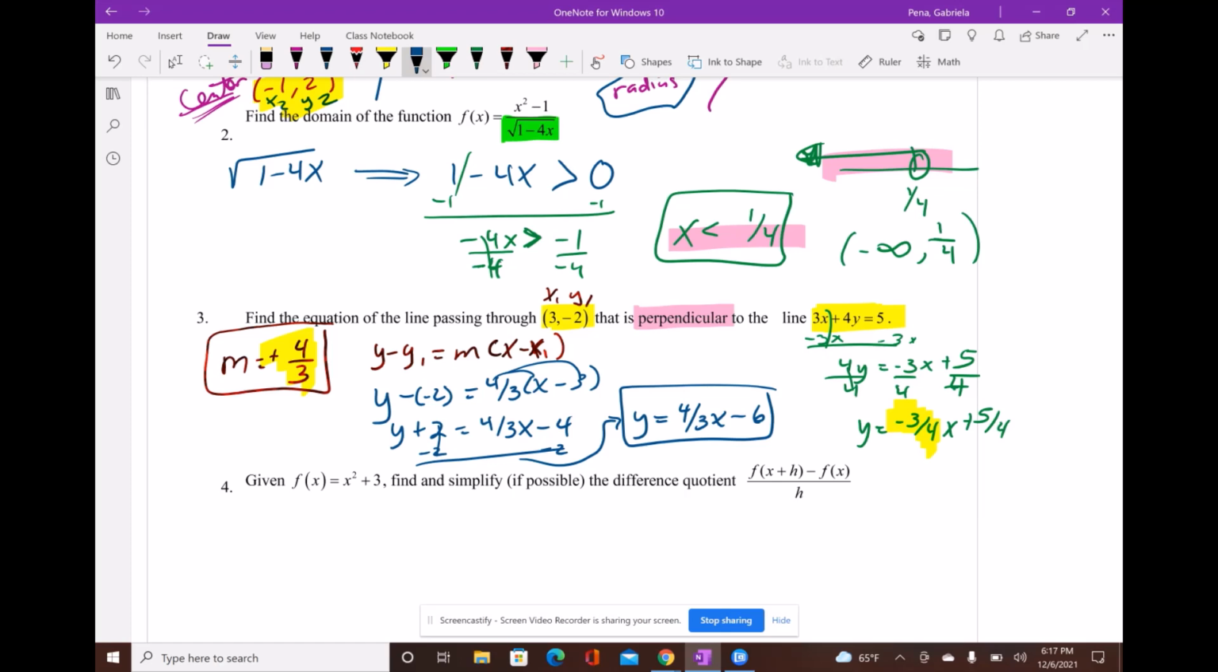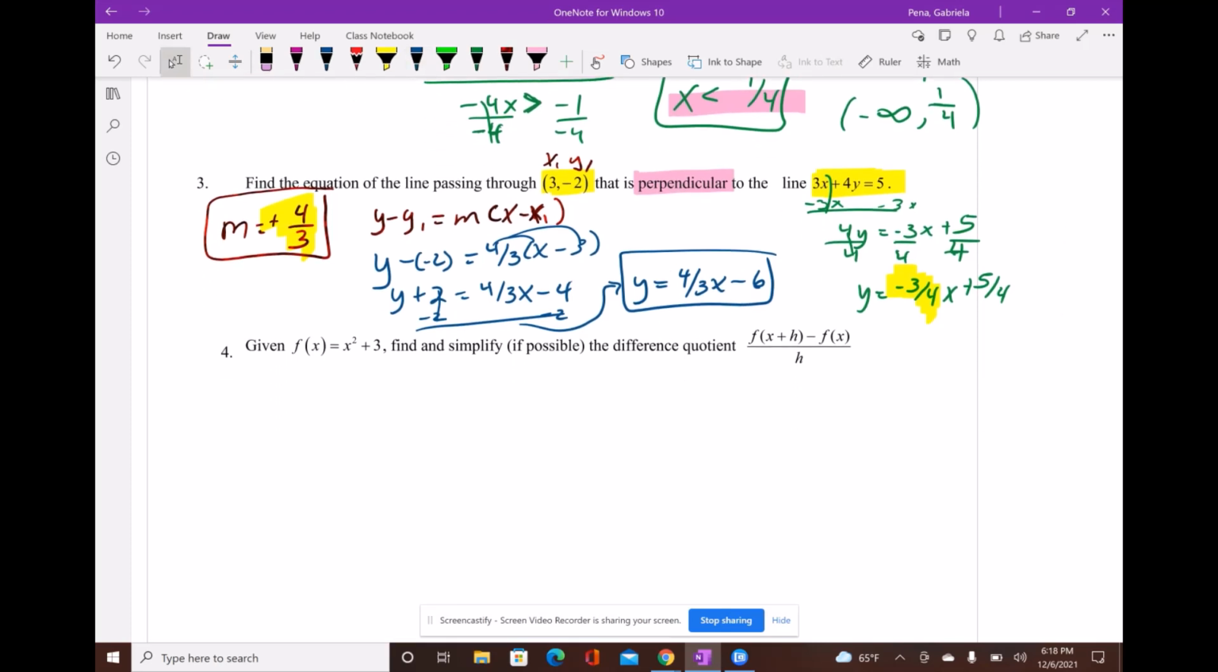Are we good? Is this what you got? Yep. Y equals 4/3 x minus 4. There's my work. Look at your work and see if it's exactly the same thing.